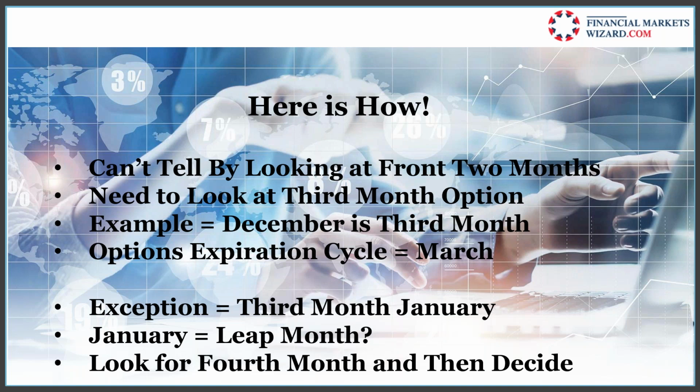If you don't want to look at the third month or the fourth month, just go for the fourth month. Look at the fourth month and then you know which cycle the stock belongs to. So you eliminate this January issue, and you don't have to worry, oh, I need to go to the fourth month. Just look at the fourth month and then you will know which option cycle the stock belongs to. Okay.